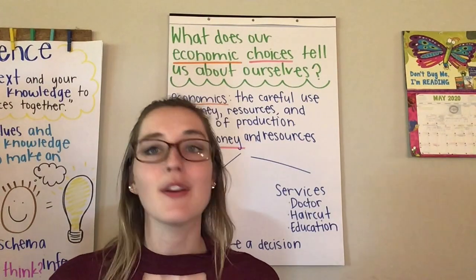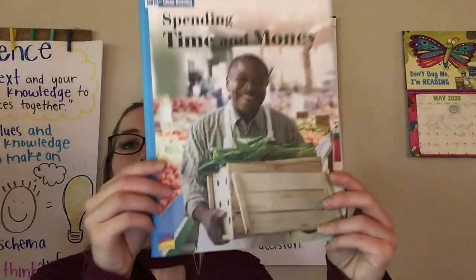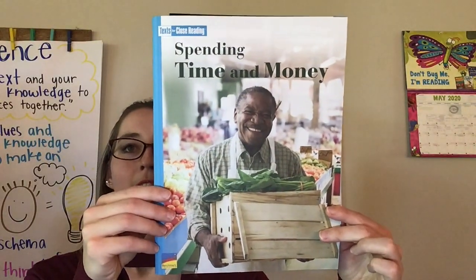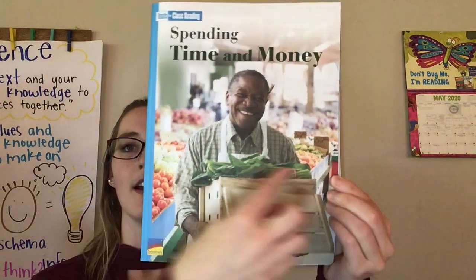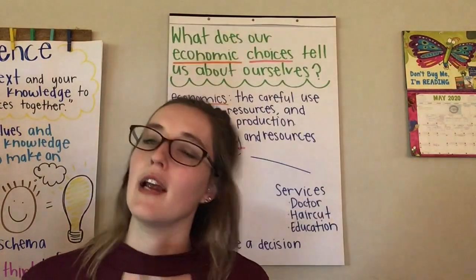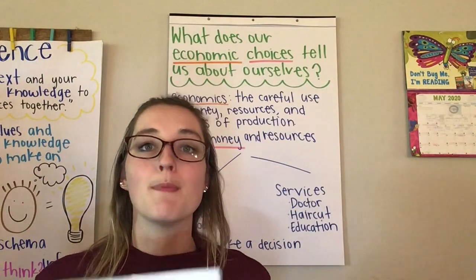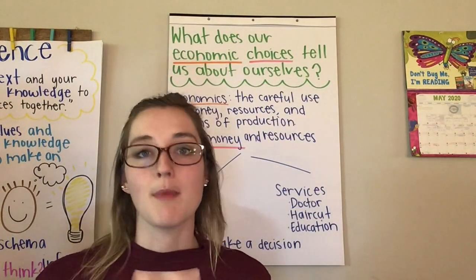We are going to continue on with ELA lessons, but we're not going to continue on with our weather and climate unit. That unit is done. We're going to start a new one that is called spending time and money. If you look at the front, there is a man there and it looks like he's at a produce area and he's about to buy some produce. So spending time and money is going to be our focus for today.